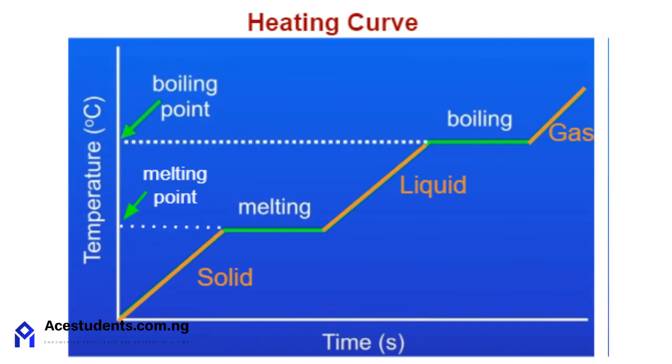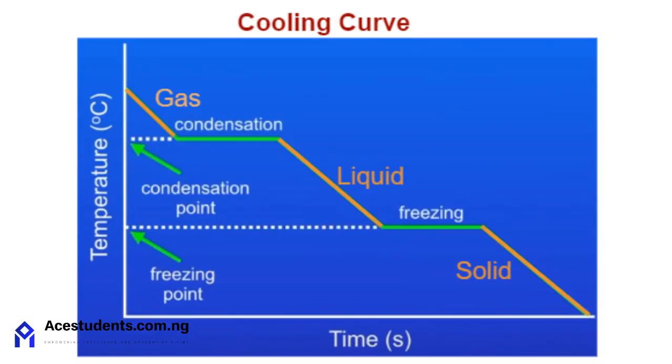Let's take a look at the cooling curve. A cooling curve is the reverse process. The flat sections show condensation and freezing. Here, energy is released as particles slow down and form stronger bonds.